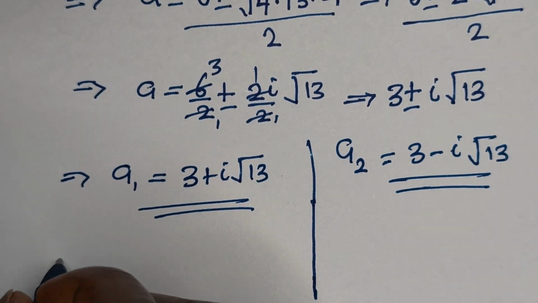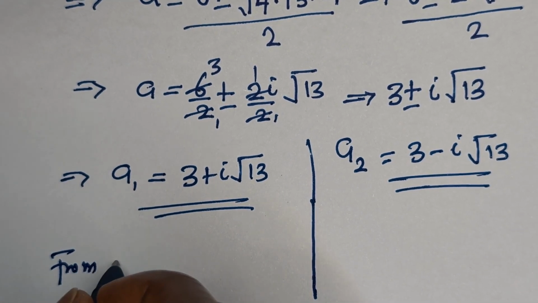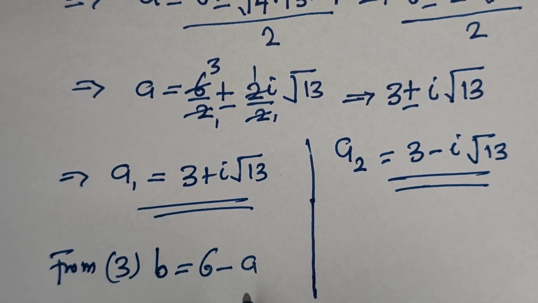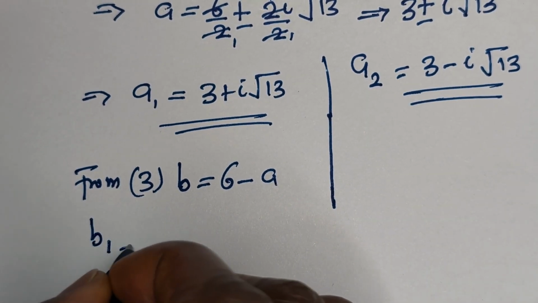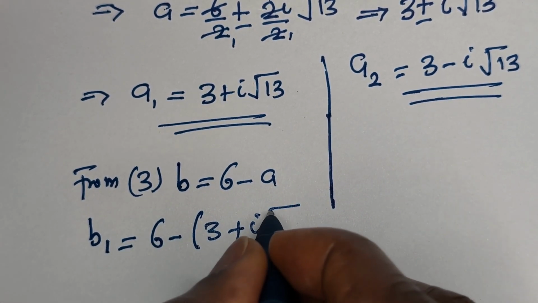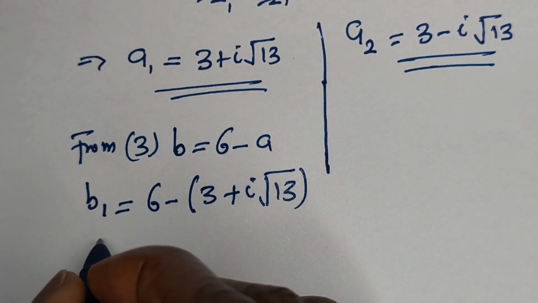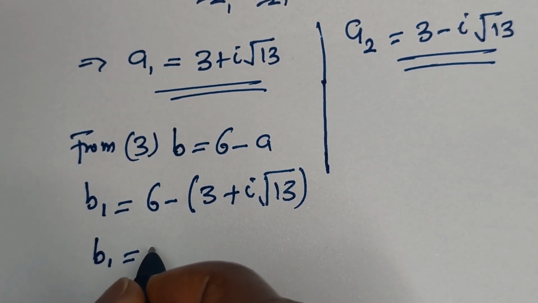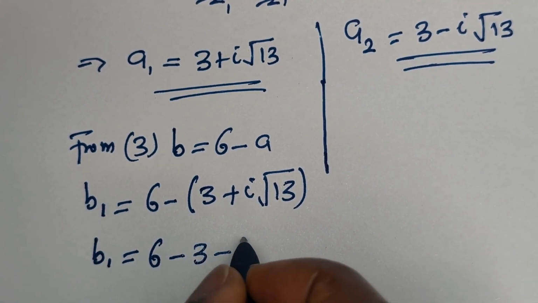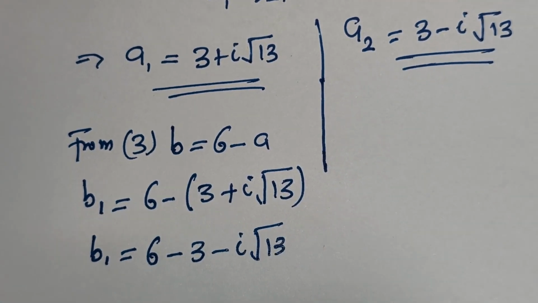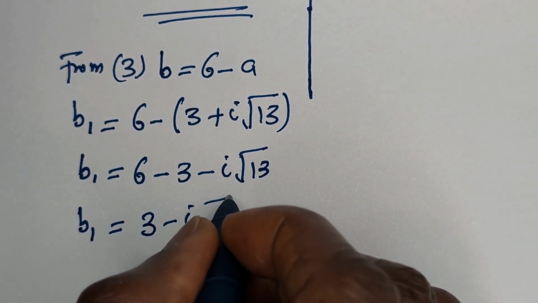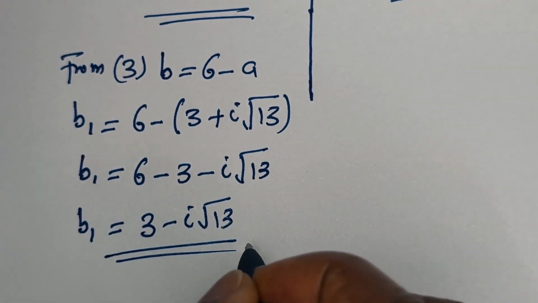To solve for b, from equation 3, b is equal to 6 minus a. Then b1 is equal to 6 minus a1, which is 3 plus i root 13. b1 is equal to 6, and if we open the bracket with this negative, we have minus 3 minus i root 13. b1 is equal to 6 minus 3, this is 3 minus i root 13. We've gotten the value of b1.